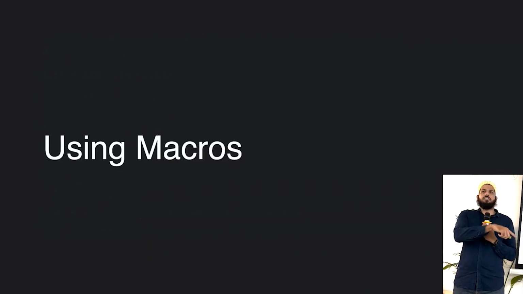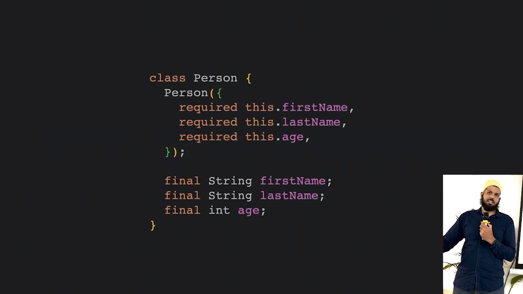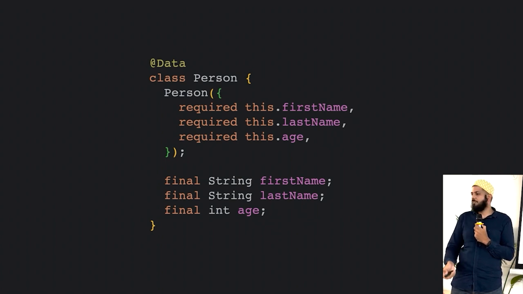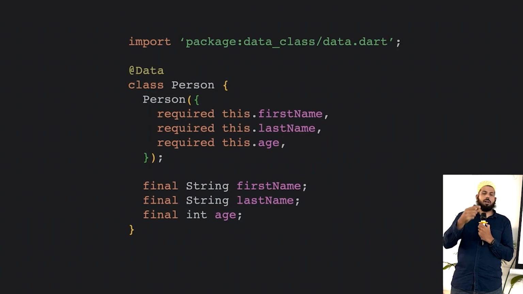Earlier we used third party packages, but now we'll be using macros. Now this is the class, right? The same thing where you want to have the equality and that same function. What we'll do is annotate with @Data, and this @Data will come from a macro, not from a third party package, but from a class called macros data.dart, and that's it. You have to do that much only, nothing more than that.